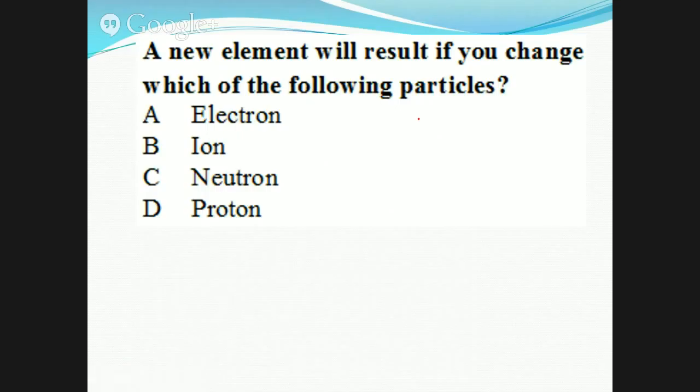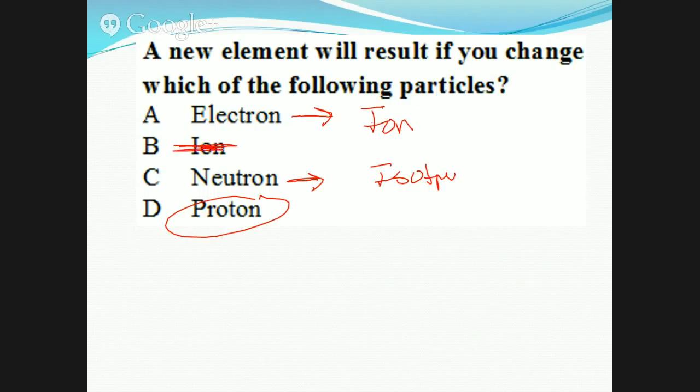This one everybody should get right off the bat. A new element will form if you change this. A proton. Yes. What happens if you have the same element with different numbers of electrons, like you gain or lose an electron? What do we call that? An ion. What if it's the same element with a different number of neutrons? What do we call that? Isotope. And an ion isn't even a particle, so you just cross that out. Next.